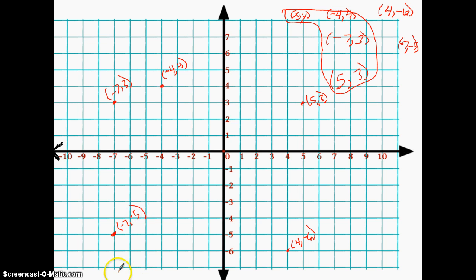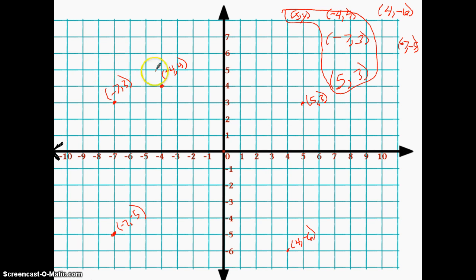Now one of the things I want to point out: when you're in this quadrant, both your x and y coordinates are positive. When you're in this quadrant, your x coordinate is positive, but your y coordinate is negative. Over in this quadrant, both your x and your y coordinates are negative. And when you're in this area, your x coordinate is negative, but your y coordinate is positive.